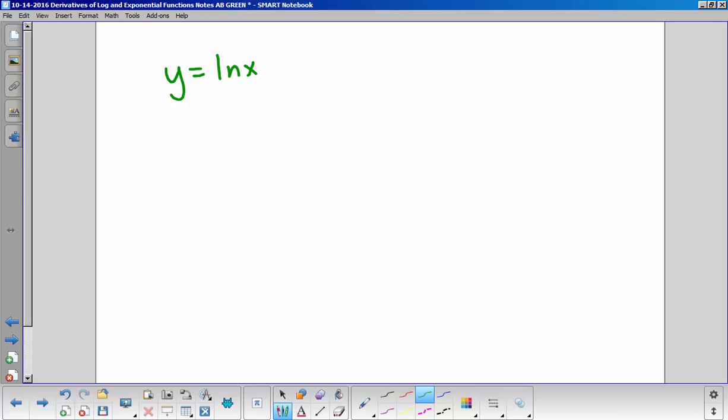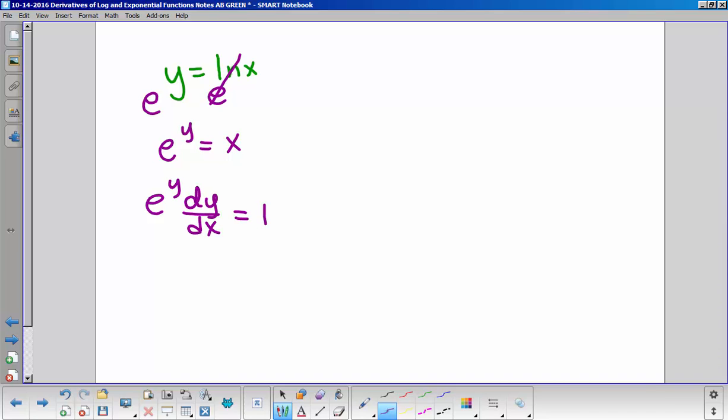How do we take the derivative of this? Well, we're going to exponentiate. Okay, and we get e to the y equals, this goes away and we get x. Right? And then we're going to take the derivative implicitly, which is e to the y dy/dx equals 1. Okay. dy/dx equals 1 over e to the y. But what is e to the y? 1 over x, I got you.